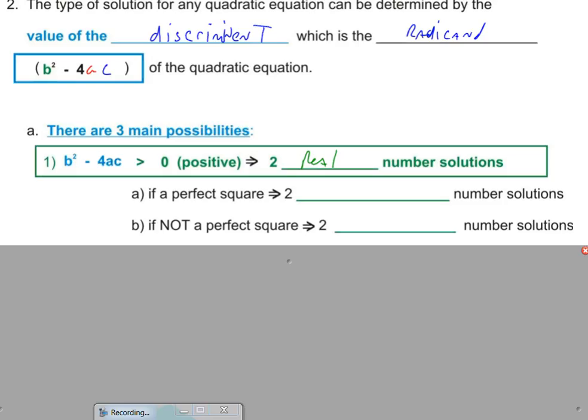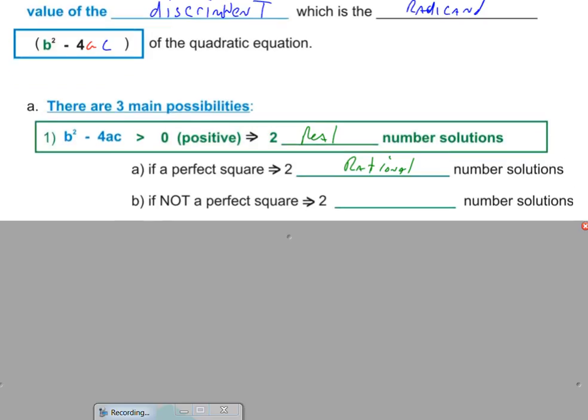Square root of 25 is 5. You follow? All the perfect squares. So if it's a perfect square, you get 2 rational number solutions. Your 2 real numbers are rational numbers. We're being more specific. Do you follow? So if the b squared minus 4ac is a perfect square number, then we're going to say it's 2 real numbers that are 2 rational numbers.